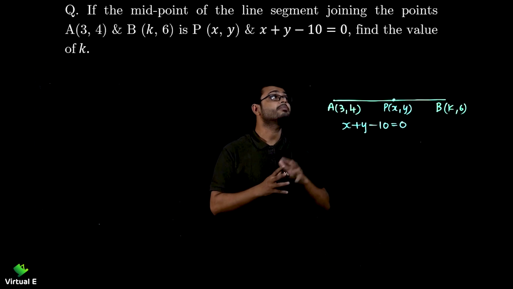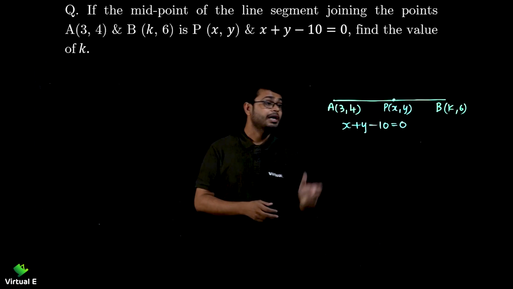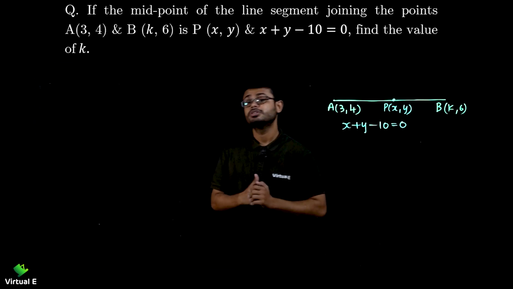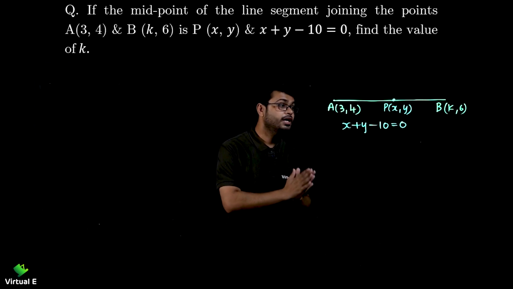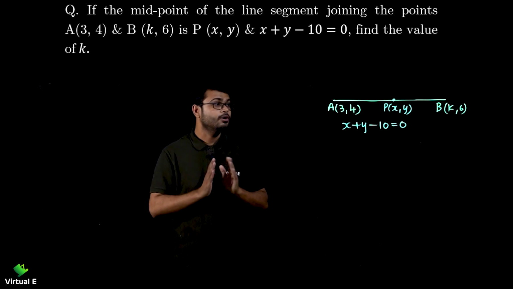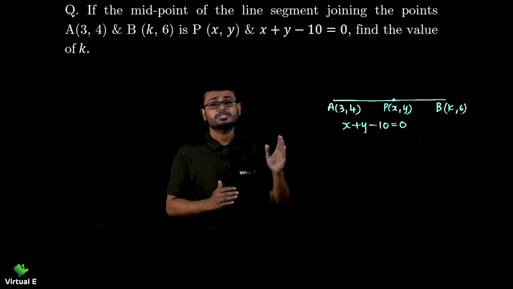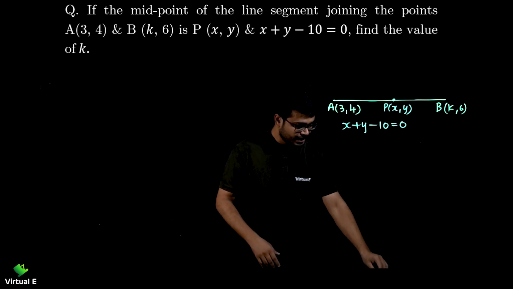There are two pieces of information given: P is the midpoint, and one more equation is given, X plus Y minus 10 is equal to 0. You must be thinking it is a linear equation in two variables X and Y, right? Okay, hold on, let's see how we solve it. We are going to start with the midpoint. It is given P is the midpoint, so let's start from that point only.